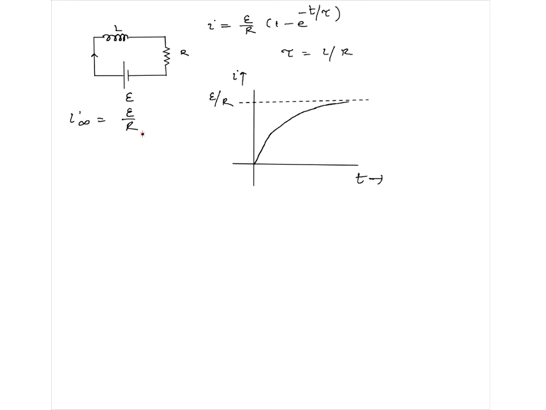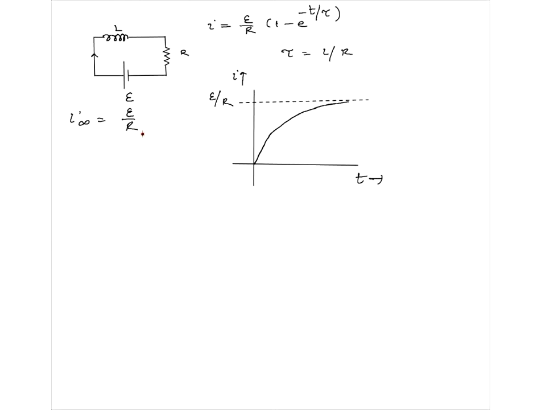Now, when I say no magnetic effect, I am referring to induction. I am not saying that there won't be any magnetic field inside the inductor. It will be very much there. If current is flowing, which is E by R, through that inductor, if it is a solenoid, for example, then there will be a magnetic field inside it. But a steady magnetic field doesn't give rise to any induction effect. So induction is not there at steady state, right?